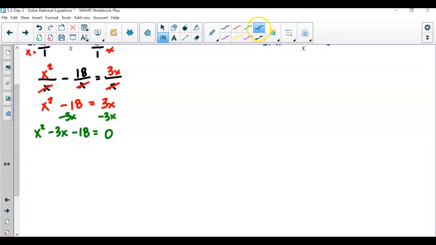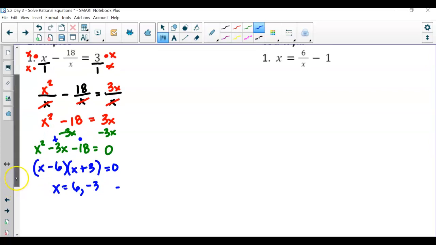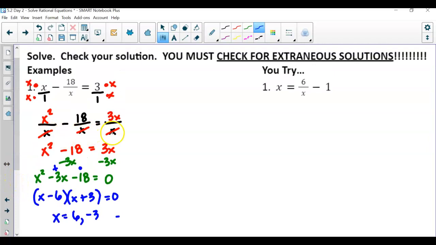So I'm going to go ahead and set up my factoring since a is equal to 1. And what numbers multiply to get negative 18 and add to get negative 3? Negative 6 and positive 3. That means x is equal to 6 and negative 3. Now I'm going to check before saying that this is my answer. Well, we had x in the denominator, so x alone cannot equal 0. So that is the value that makes us undefined. This is our extraneous. But we got 6 and negative 3, so we're good. Both are a solution. So go ahead and pause the video and try the U-try on your own.